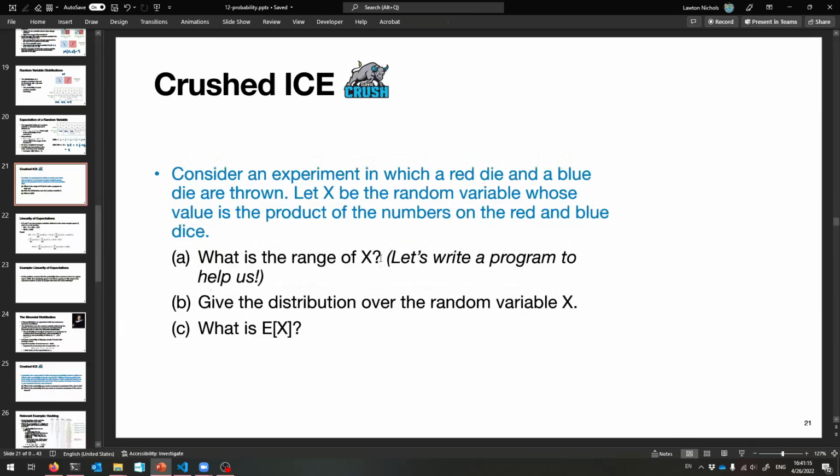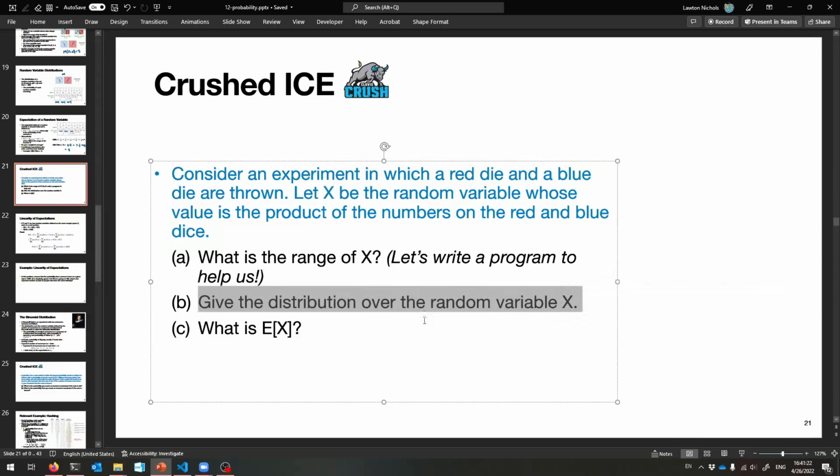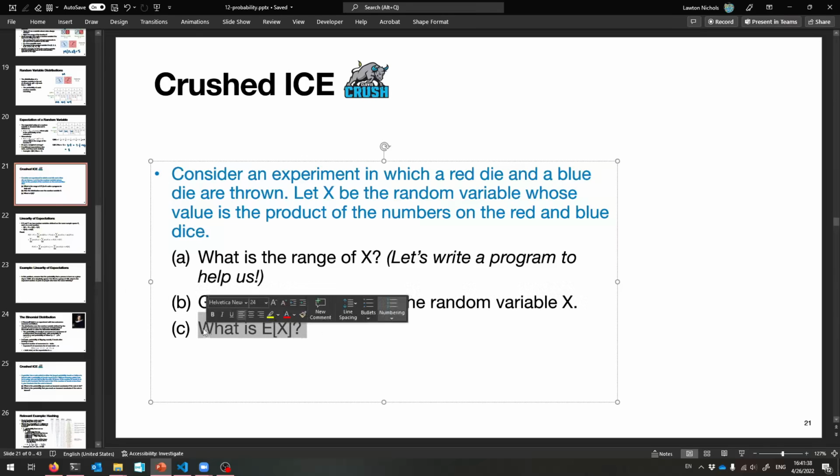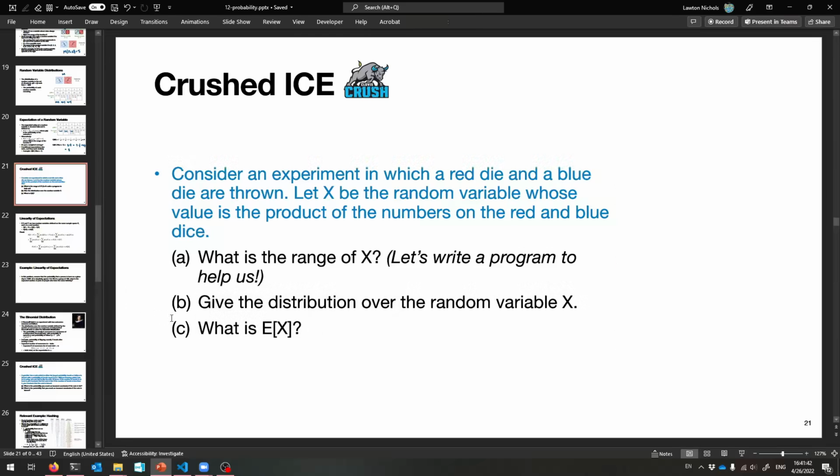Okay, so what's the range of x? What are all the values that this random variable could take on, first of all? What's the distribution of the random variable x? Like, maybe you landed on a 2 and a 3, so one of the possibilities in the range is 6. What is the probability of you seeing a 6 for your random variable x, for that being the product? So give me that distribution, and then finally use that distribution to calculate the expected value. Okay? What is the expected value of your x random variable?